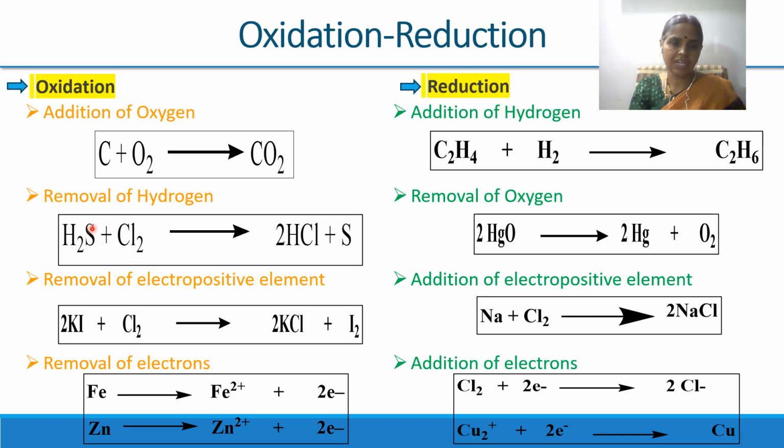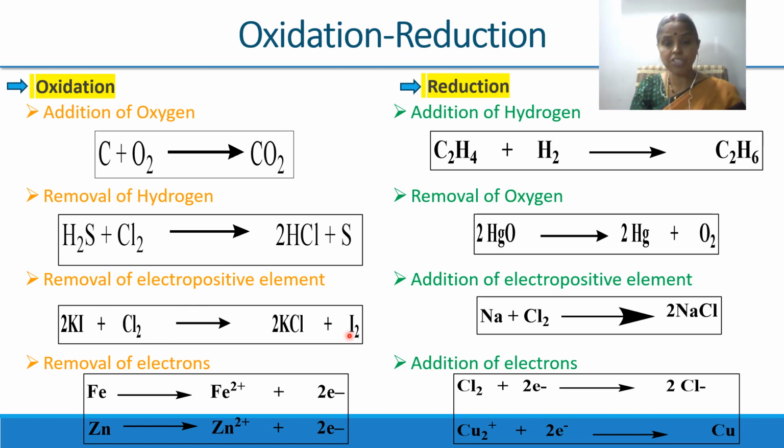Removal of hydrogen. Let us see what is the oxidation state of sulfur in H2S. Hydrogen is +1 means sulfur is -2. In the reactant sulfur oxidation state is -2. In the product sulfur is in elemental state, so its oxidation state is 0. So, -2 becoming 0, sulfur is getting oxidized. So, removal of hydrogen is oxidation. Addition of hydrogen is reduction. Removal of hydrogen is oxidation.